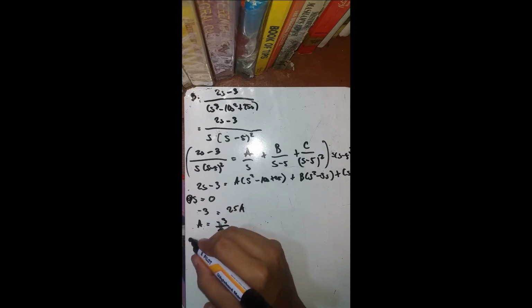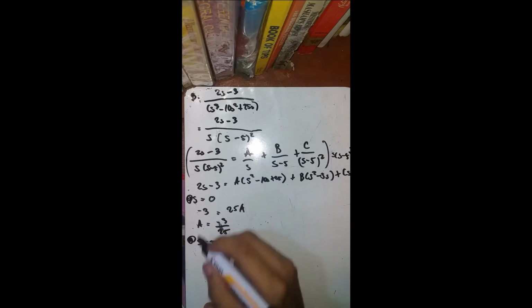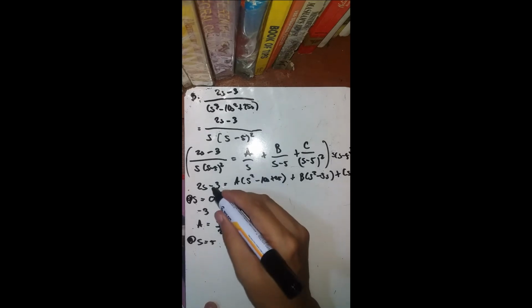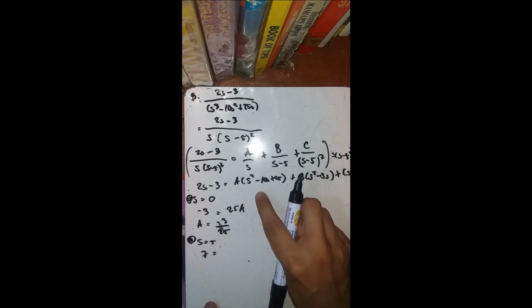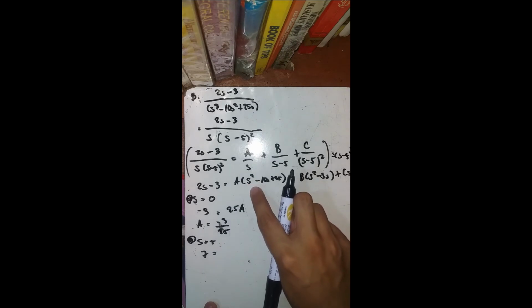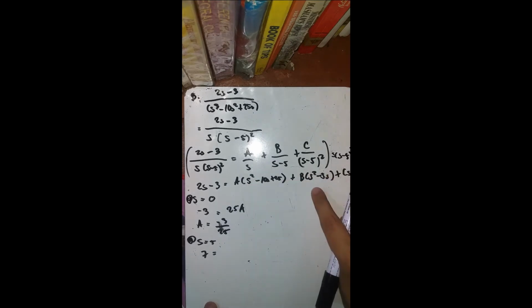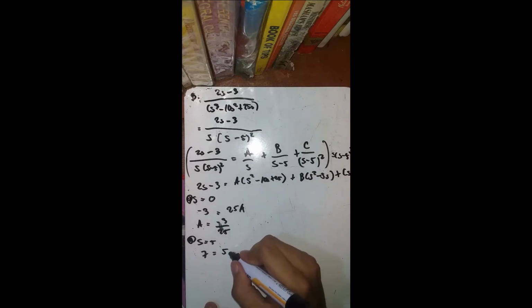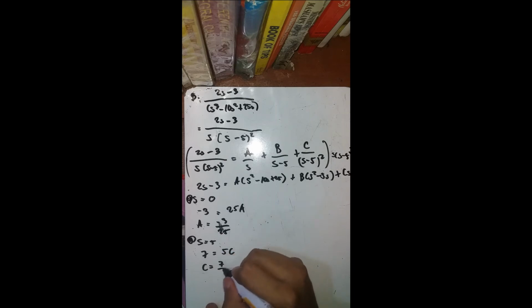Next one, we can have s equal to 5. So here we plug in, we have 7 equal. We plug this in and this actually becomes 0. So this is out. This one will also become 0. What's left here is 5C. So your C here is equal to 7 over 5.